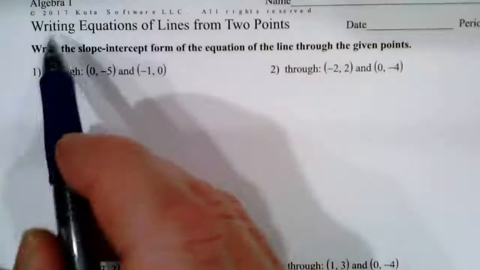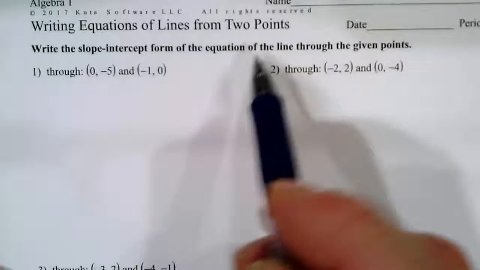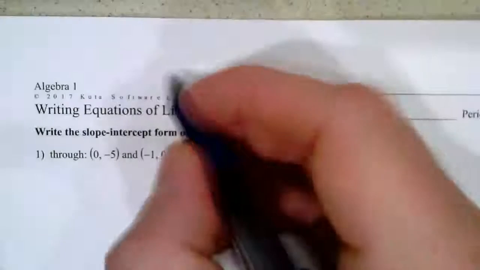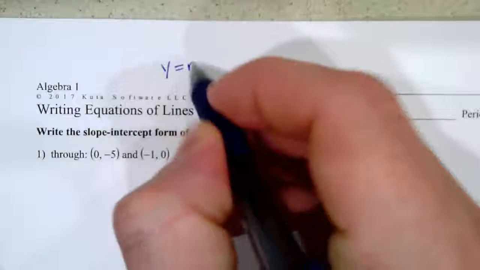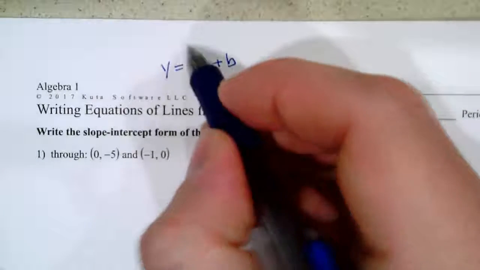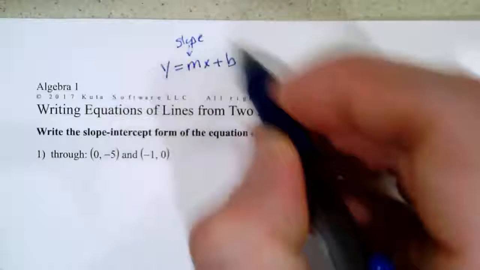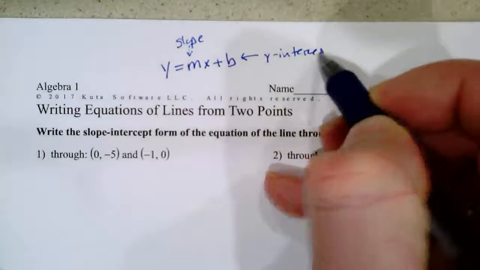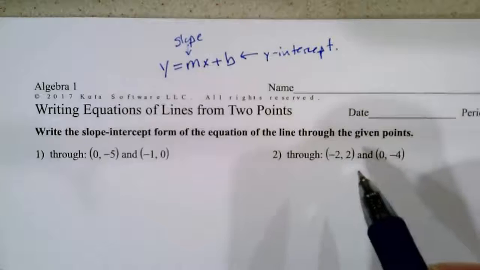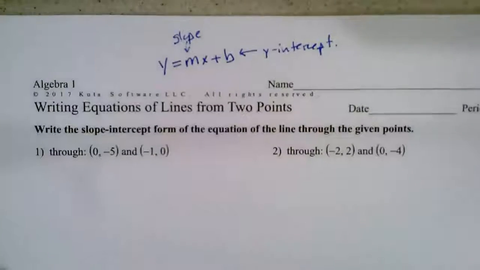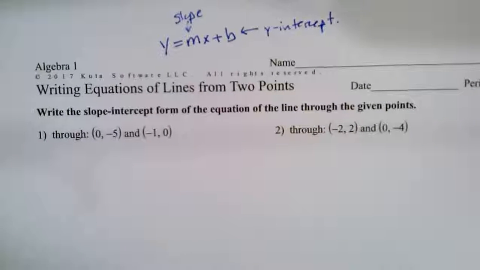Alright, in this video we're going to be writing equations of lines from 2 points. So you're given 2 points, there's a line that passes through those 2 points, and you have to find the equation. Remember, the equation is written as y equals mx plus b, where m is the slope and b is the y-intercept, the place where the line crosses the y-axis. So we have to find these two things, the slope and the y-intercept. So let's go ahead and get started.